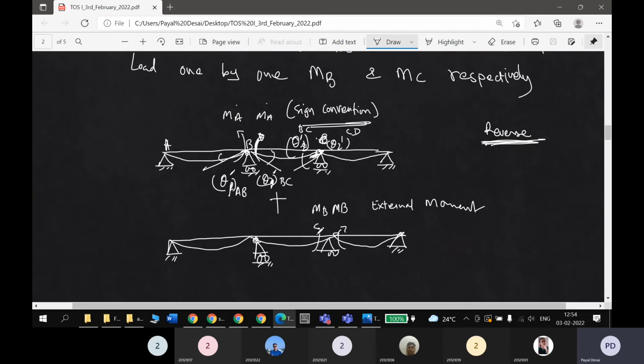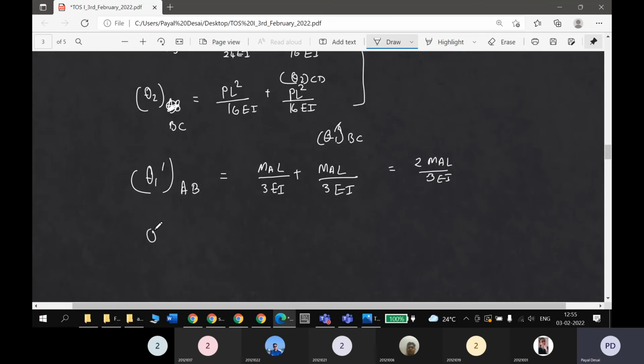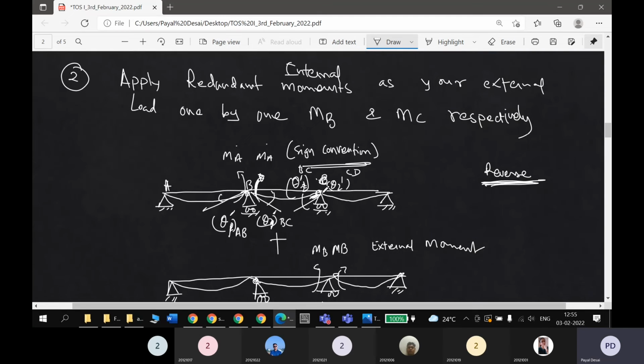Now the last case, same way. You have to look at it the same way, only change the notation, that is theta 2. Okay, we forgot to write this theta 2 dash due to BC, right? So theta 2 dash due to BC and theta 2 dash due to CD. So due to CD, there is no moment.